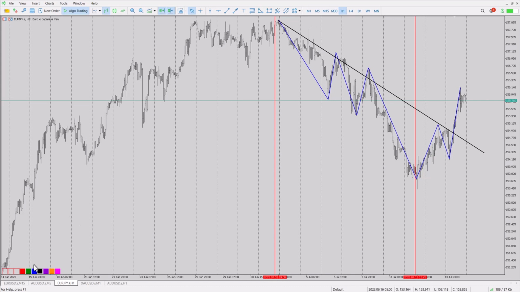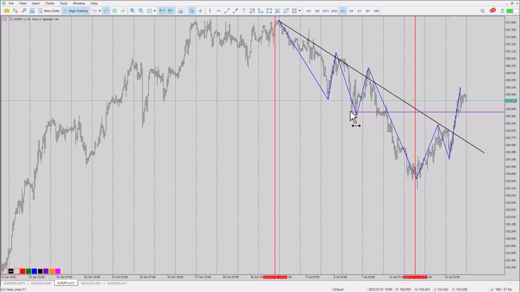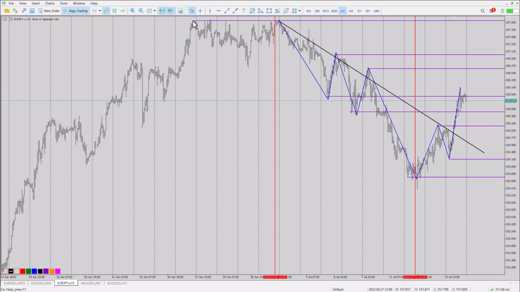So now I'm going to draw the actual support and resistance lines. So we have one here, one at the top here, one at the bottom there, at the low of the market here, at the top of the market there. You have one more here, another top there, and one at the top of the market.